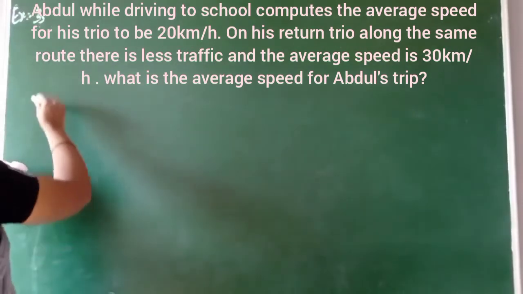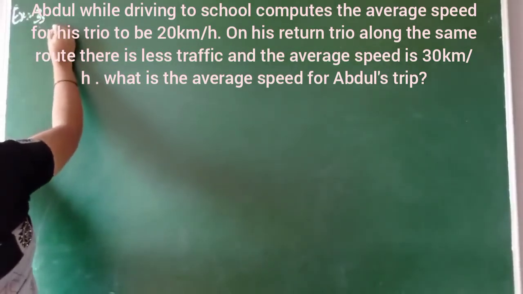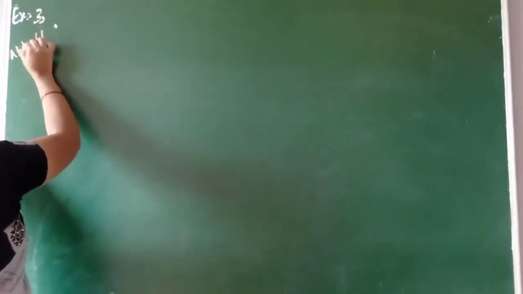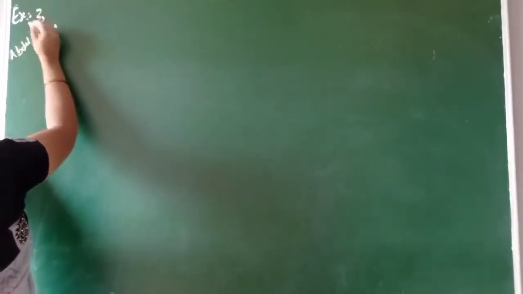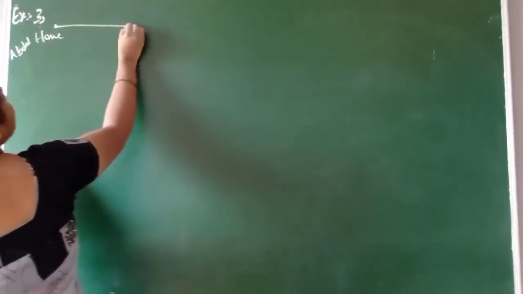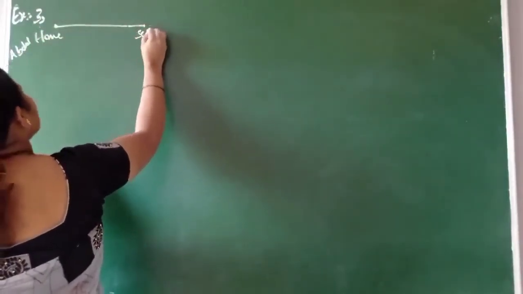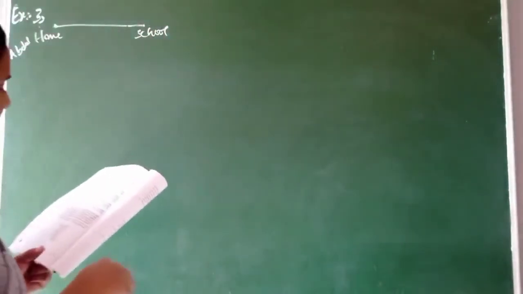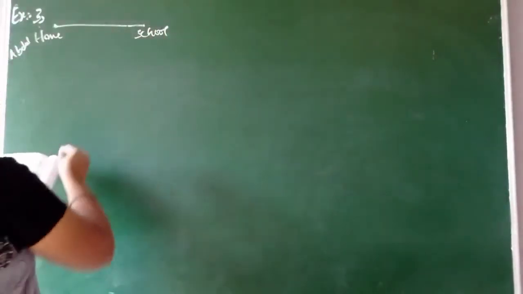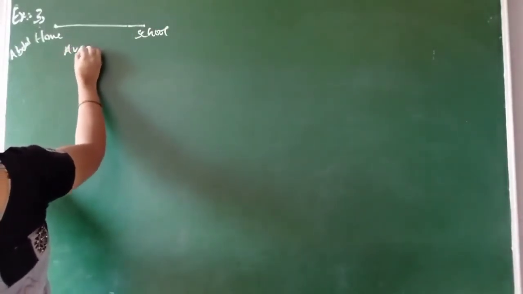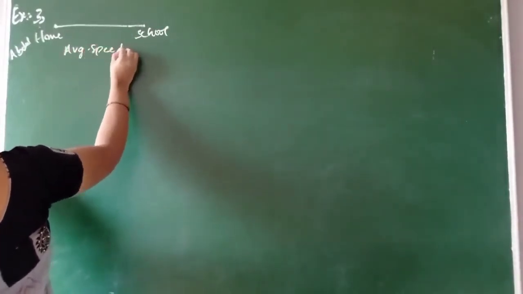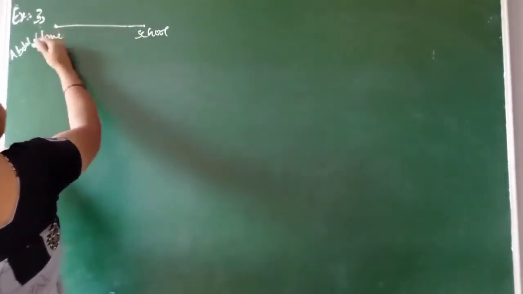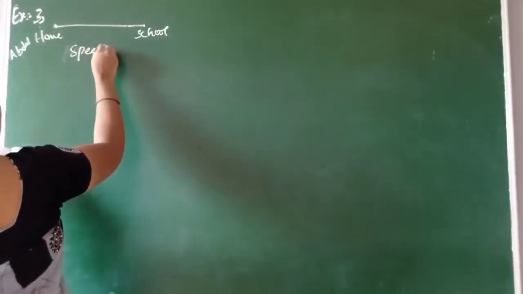Let us imagine, children, this is a home. The person is Abdul. He is traveling from home to school, isn't it? This is the school. He computes the average speed, how much? He'll compute the average speed.